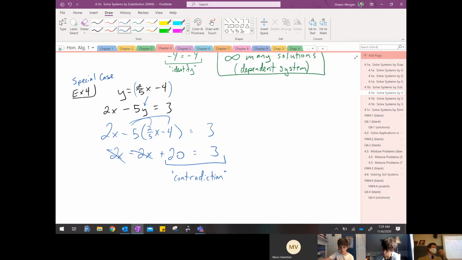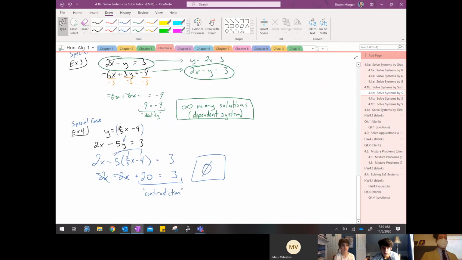A contradiction like 20 equals 3 goes against everything that we know about numbers. Okay? And so when you get a contradiction, no matter what you plug in for x, you're never going to make it true. 20 will never equal 3. Okay? So this is an example where there is no solution because those lines are parallel. They have the same slope but different y-intercepts. There's no point of intersection on those two lines. Does that make sense, you guys?